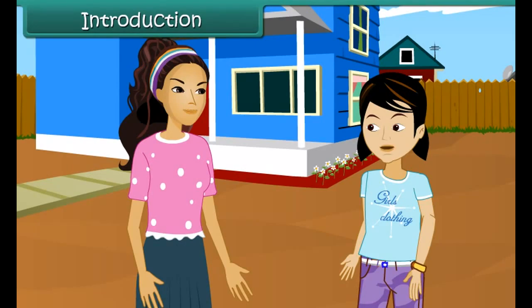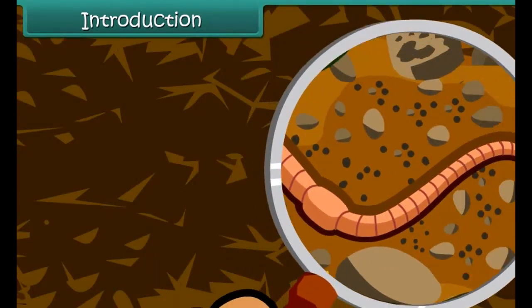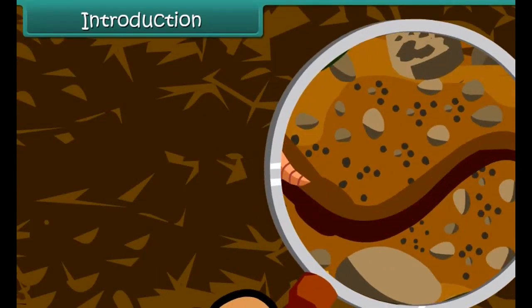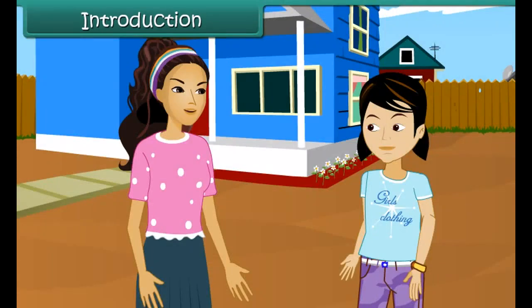You mean to say that these earthworms live in soil? Yes, Simran, soil is a home for many living organisms. It has many nutrients also. It also has the capacity to hold air and water. Wow, that's so interesting. I want to know more about it.